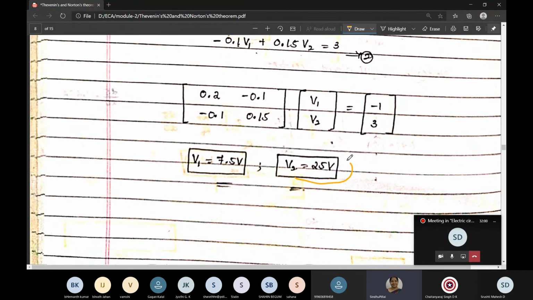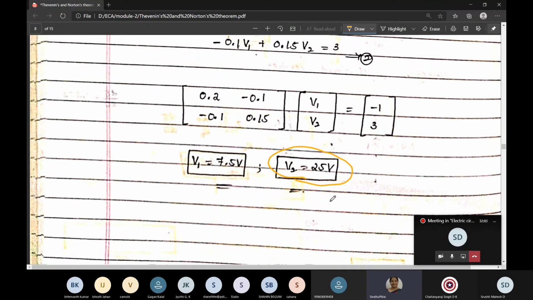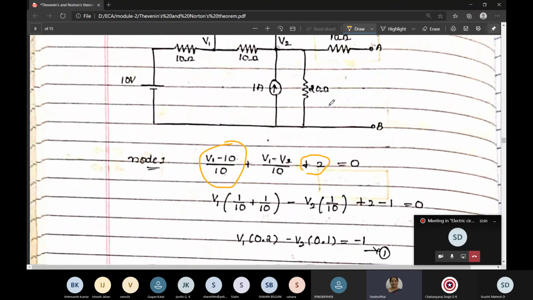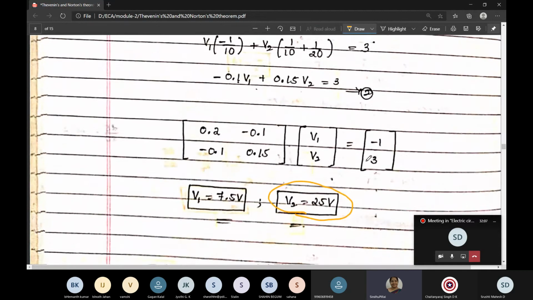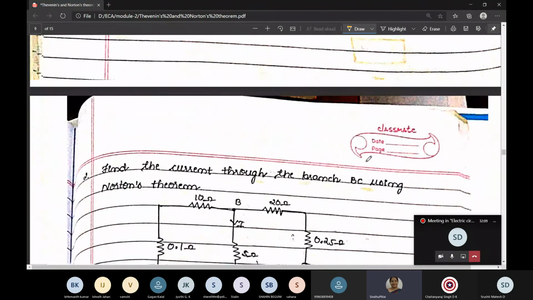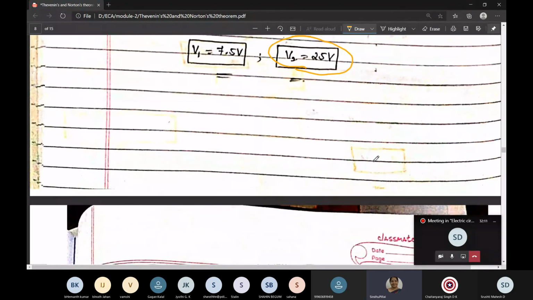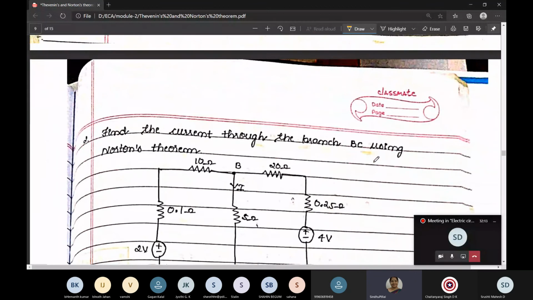Just write the equations for node 1 and node 2 and you will get the answer here. V2 is 25 volts. That is the node voltage across the terminal AB. The same answer, V2 is 25 volts. So that you can do with the node analysis for the same problem.